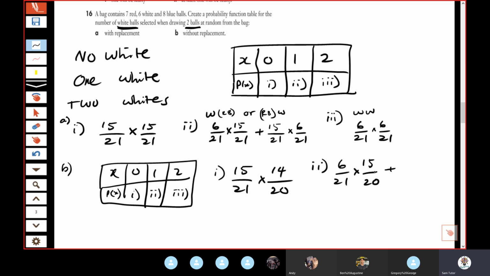Plus, and then pretty much the same math. It'll be 15 over 21 times 6 over 20. So you pick any of the red or blue, and then you can't pick any of the other 14 that are left. So it's going to be 6 out of 20. And the last one is obviously 6 over 21 times 5 out of 20.